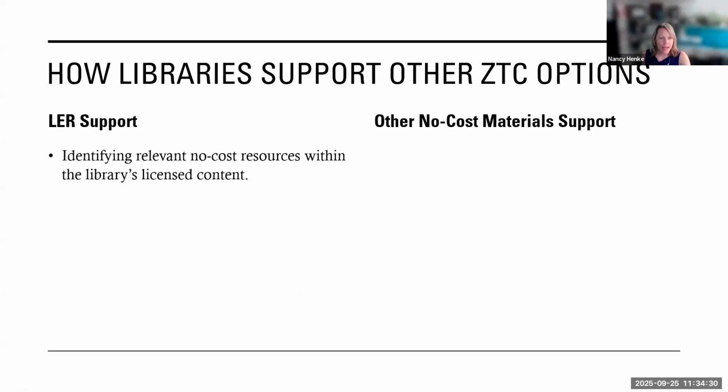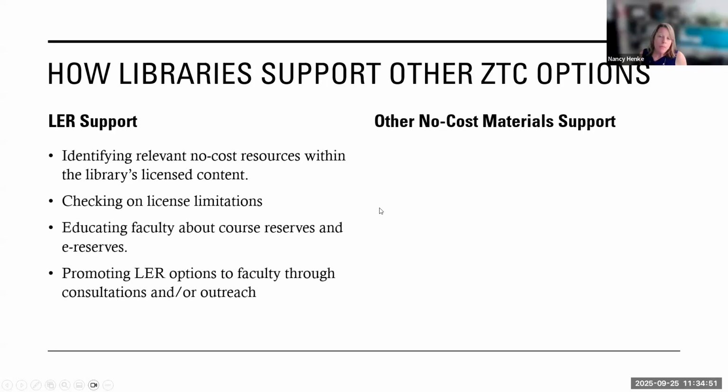So LER support: this is identifying relevant no-cost resources within the library's licensed content. So digging into those databases, seeing if there are ebooks that might work for a faculty member's class, and helping them understand that this is also an option, right? These e-resources that are available through the library's databases. But this also comes with checking on license limitations, because not every book that is an ebook in a database has unlimited licenses. If you only have 1 license for an ebook, that means 1 person can access that ebook at a time. That is not going to work for a class.